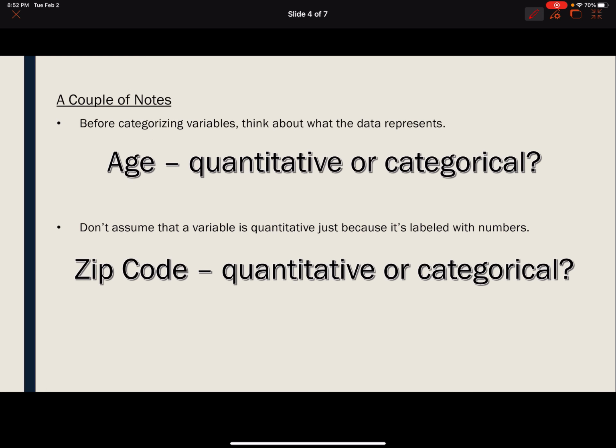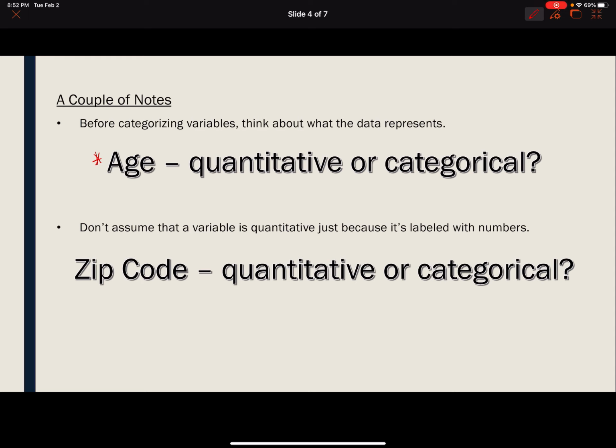Okay, so a couple of things to note. It's really important to think about how you're categorizing variables. You want to think about what they represent. A really good example here is to think about age. How can age be collected so that it would be a quantitative variable? And how could age be collected so it is a categorical variable?